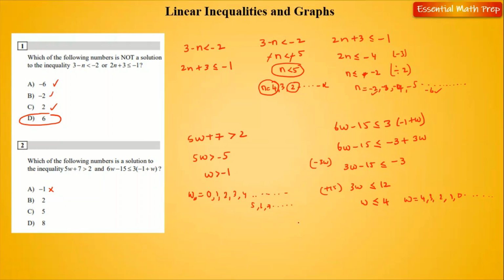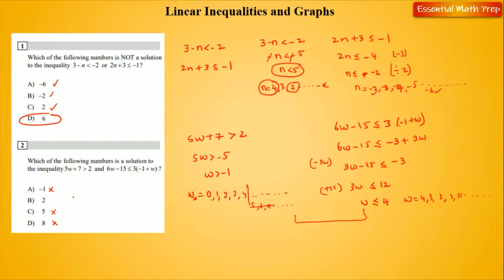Right? It has to work for both expressions, right? So 5 and 8 are out of the question. Why? Because the maximum W can have is 4, okay? In one case. In the other case, W can be a lot of values, but when you want a value that satisfies both expressions, you have to combine them, which means you chop it off at 4 here. So 5 and 8 are out of the question, which means W is either 0 to 4 or 4 and below, right?